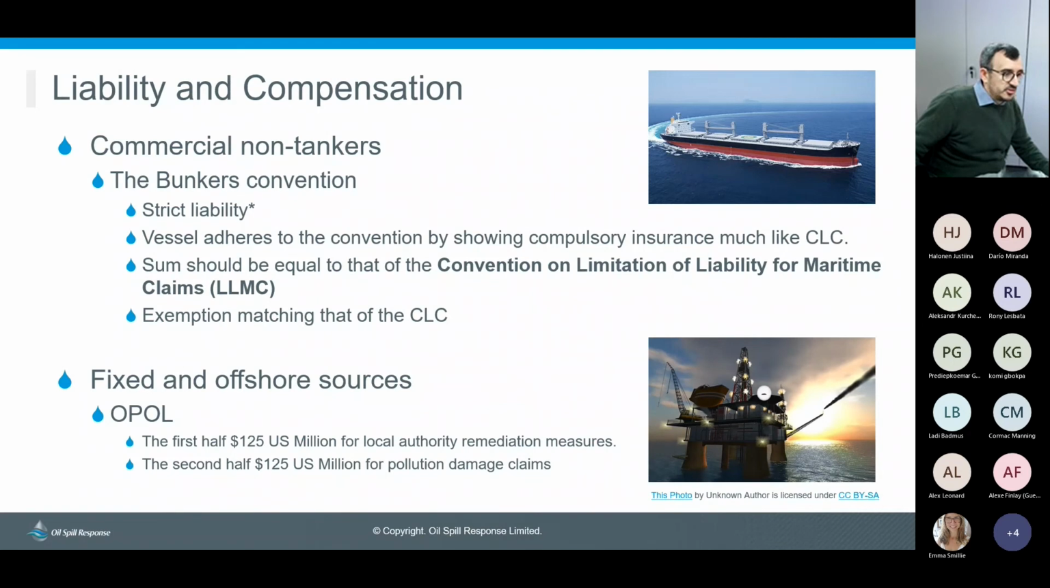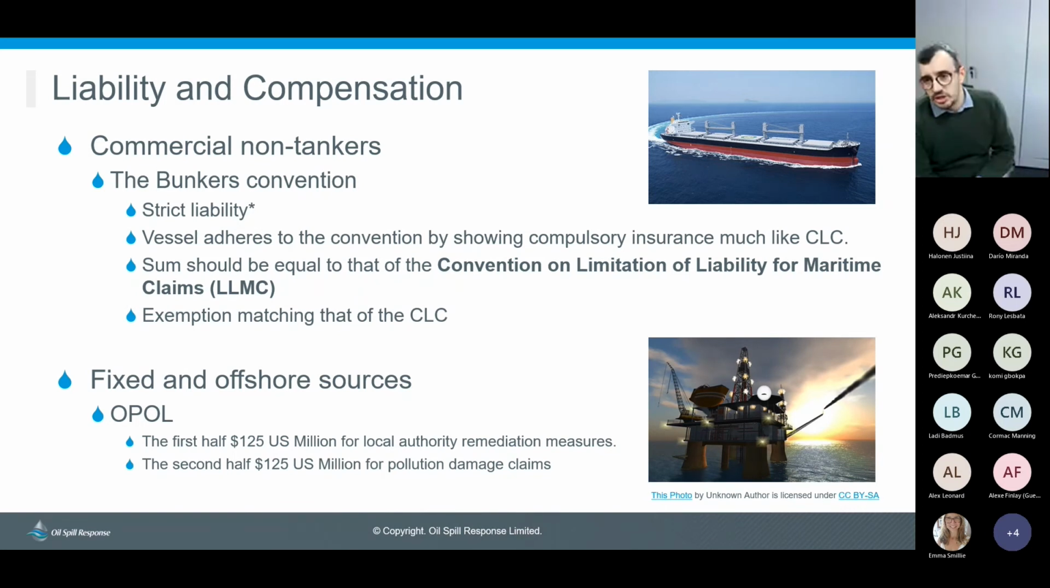So let's keep going, because whilst this is all very well for commercial tankers, commercial non-tankers or fixed oil offshore assets are going to be of concern. But fear not, there's some things in place there. The success of the Civil Liability Convention and fund conventions to pay compensation for oil spill cleanup led to the introduction of the Bunkers Convention.